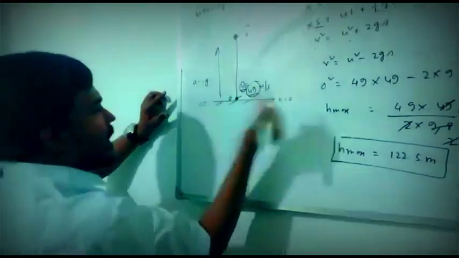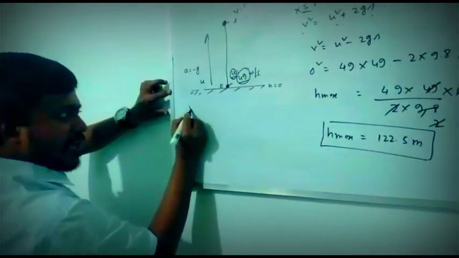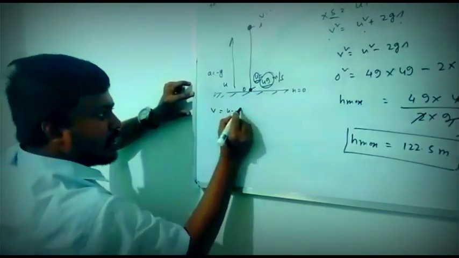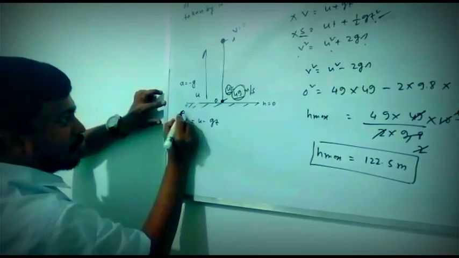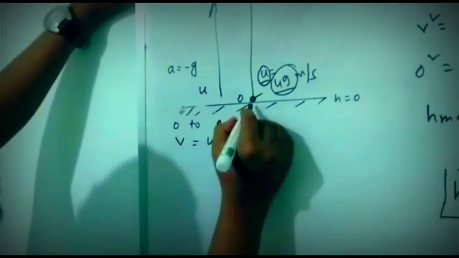Suppose you throw the object with the speed u. Since you throw the object against gravity, v equals u minus gt. For the journey from O to A, consider this time t1. So t1 is the time for the upward journey, from O to the point A.